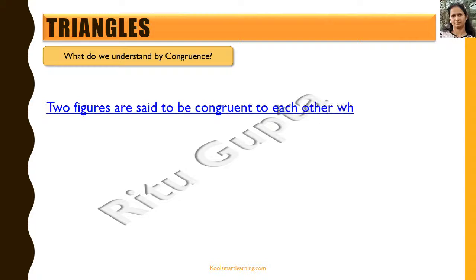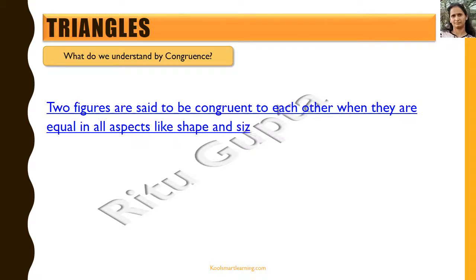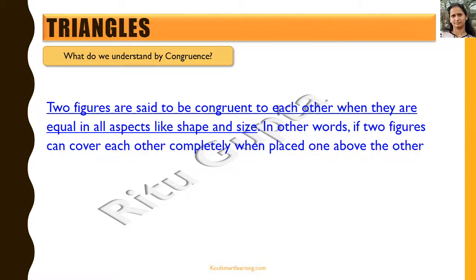Now, two figures are said to be congruent to each other when they are equal in all aspects like shape and size. In other words, if two figures can cover each other completely when placed one above the other, then they are congruent to each other.